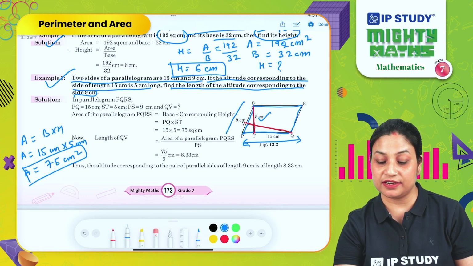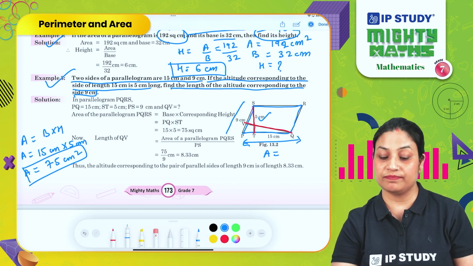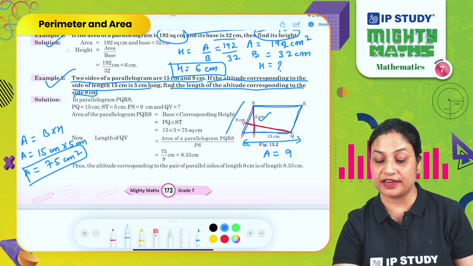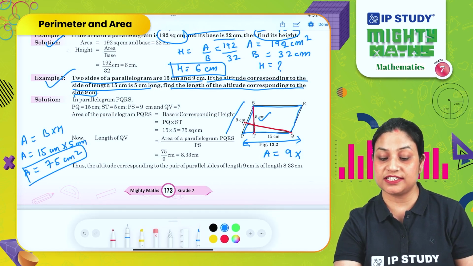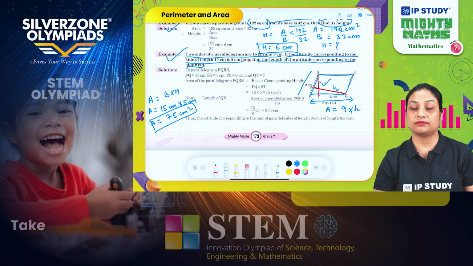So let me write the equation for this. For base PS, what will be my area? Base into height, the same formula. What is my base over here? 9. And what is the height? That we have to find out. Let's suppose the height is h over here. So let me write h, right?